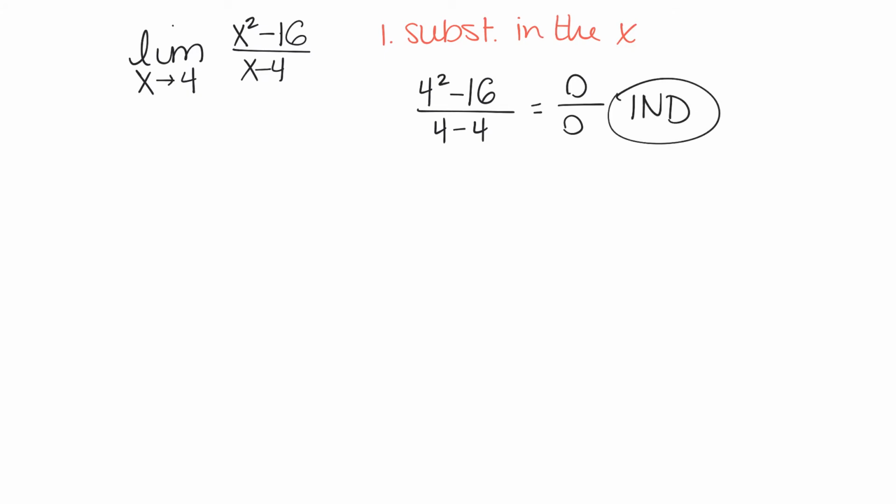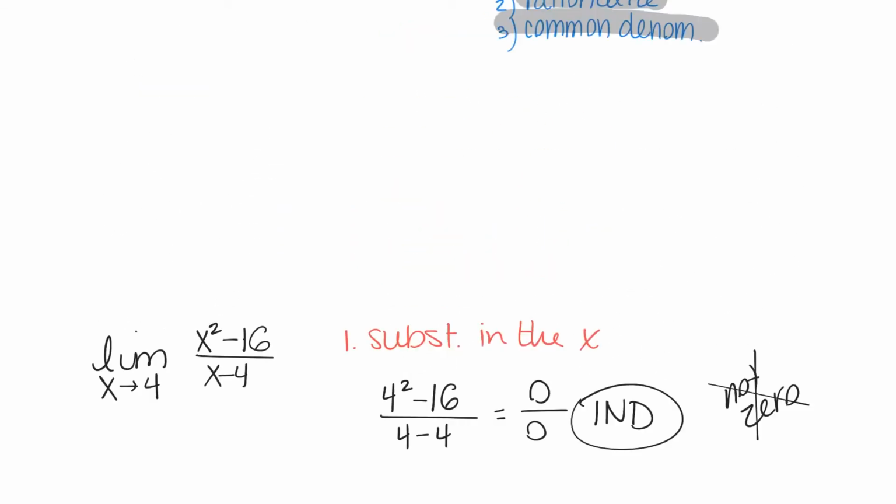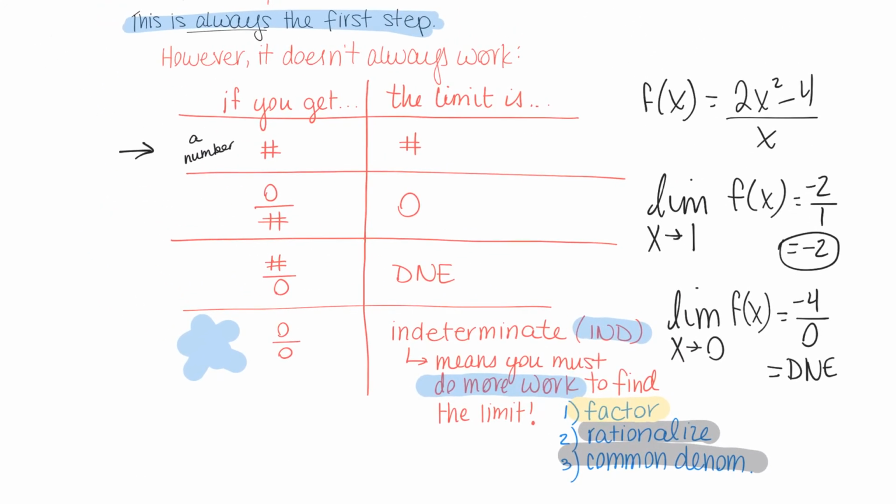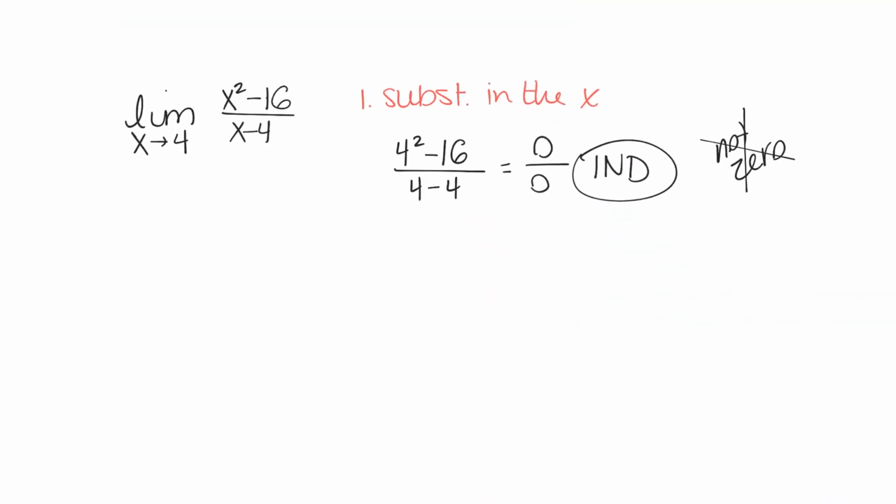This is not 0. It's not. That's not what it means. This is indeterminate. Remember on our chart up here, we have the 0 over 0, indeterminate. Okay, so that means we have to do more work.